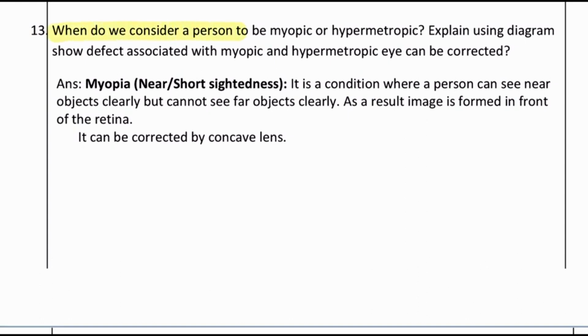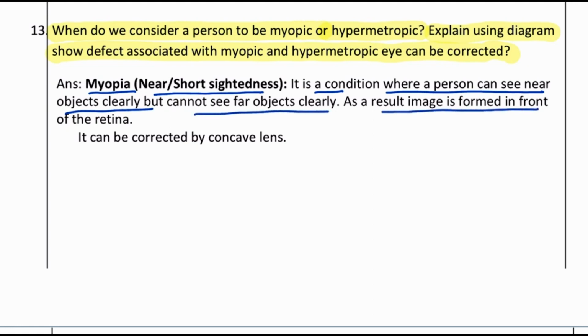When do we consider a person to be myopic or hypermetropic? Explain using diagram. Show how the defect associated with myopic and hypermetropic eye can be corrected. Okay, myopia, near or short-sightedness. It is a condition where a person can see near objects clearly but cannot see far objects clearly. As a result, the image is formed in front of the retina. It can be corrected by concave lens.